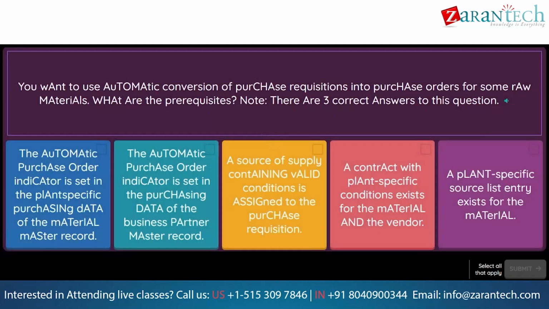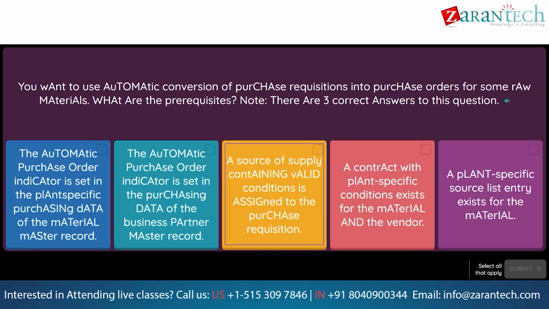Question: you want to use automatic conversion of purchase requisitions into purchase orders for some raw materials. What are the prerequisites? Note: there are three correct answers to this question. Option 1: the automatic purchase order indicator is set in the plant-specific purchasing data of the material master record. Option 2: the automatic purchase order indicator is set in the purchasing data of the business partner master record.